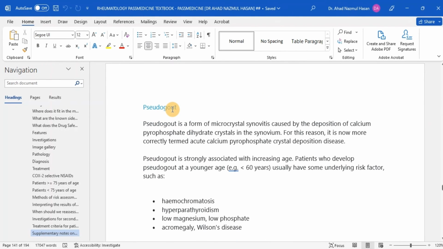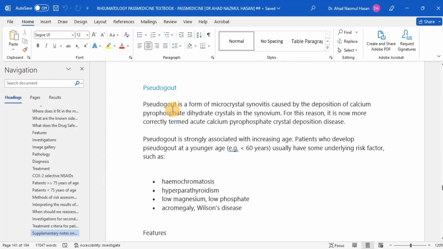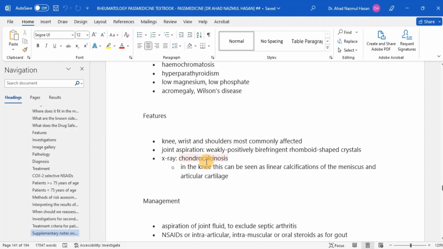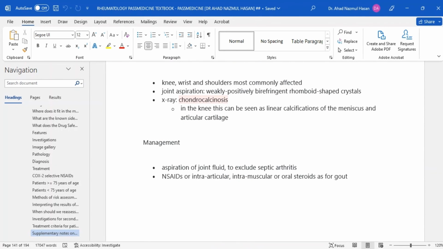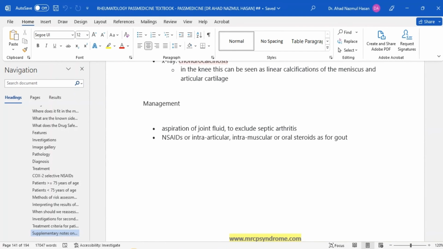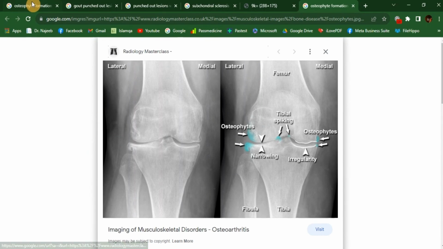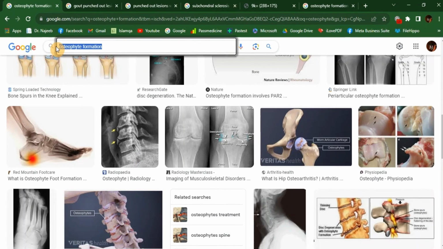So pseudogout is the deposition of CPPD crystal, calcium pyrophosphate dihydrate crystal, and there are some risk factors as well as features. And chondrocalcinosis, or linear calcification of the meniscus as well as articular cartilage, is pathognomonic for pseudogout. What is the first line choice of drug for pseudogout? Yeah, go for the NSAIDs.